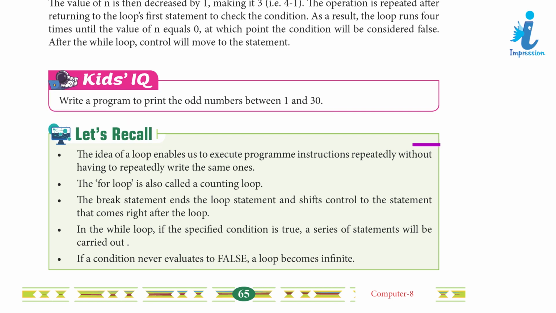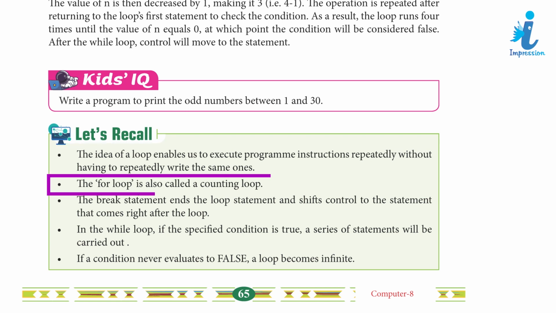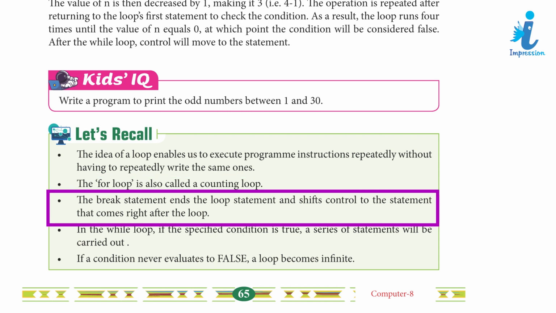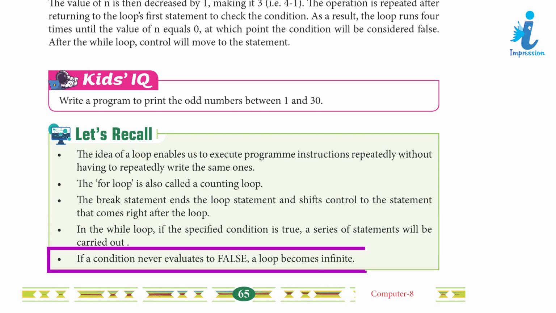Let's recall. The idea of a loop enables us to execute program instructions repeatedly without having to repeatedly write the same ones. The for loop is also called a counting loop. The break statement ends the loop statement and shifts control to the statement that comes right after the loop. In the while loop, if the specified condition is true, a series of statements will be carried out. If a condition never evaluates to false, a loop becomes infinite.